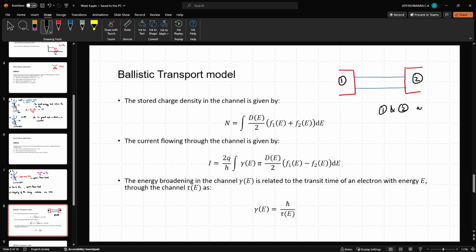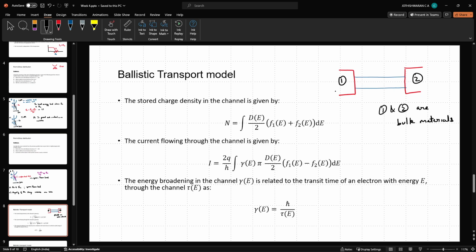So regions 1 and 2 are bulk materials, so they are considered to be macroscopic. For all intents and purposes, we will consider these two to be essentially 3D objects. The number of atoms present here and here is much larger than the atoms present here. So the channel is small compared to this; the diagram does not reflect it.